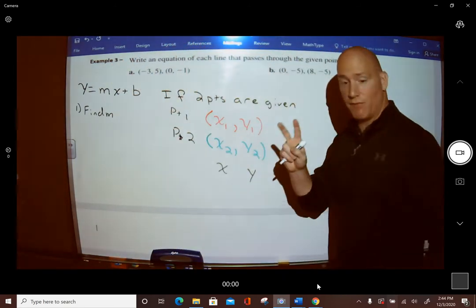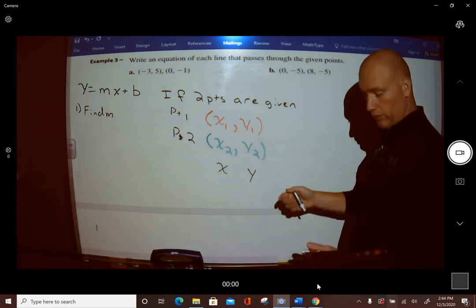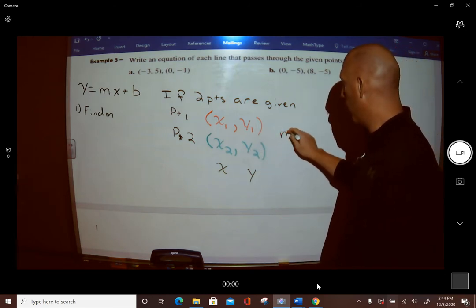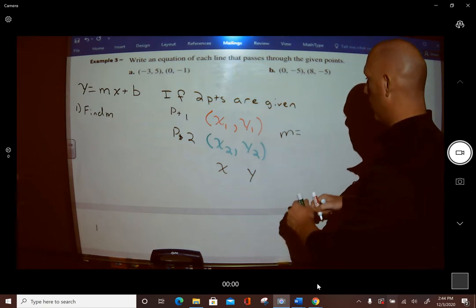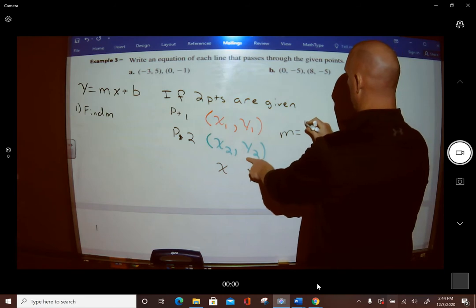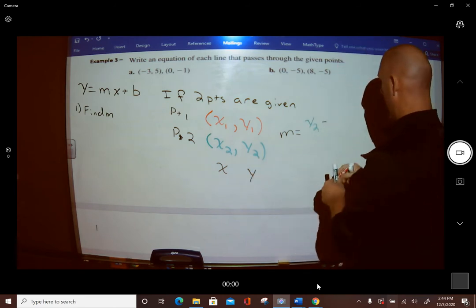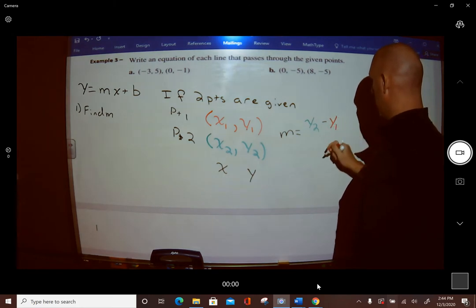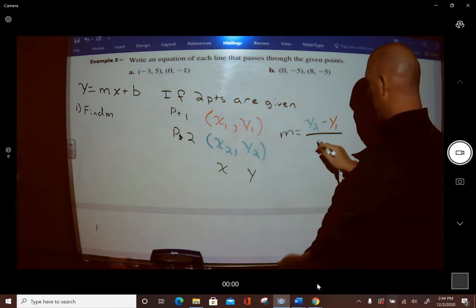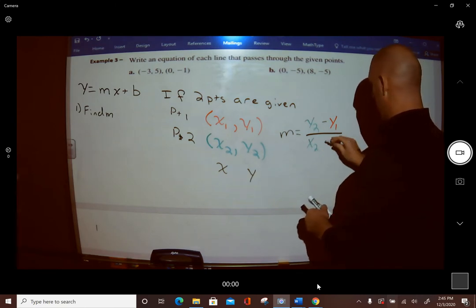So if you're given 2 points, x1, y1, x2, y2, all you have to do to find m, your slope, is m equals y2 minus y1, divided by x2 minus x1.